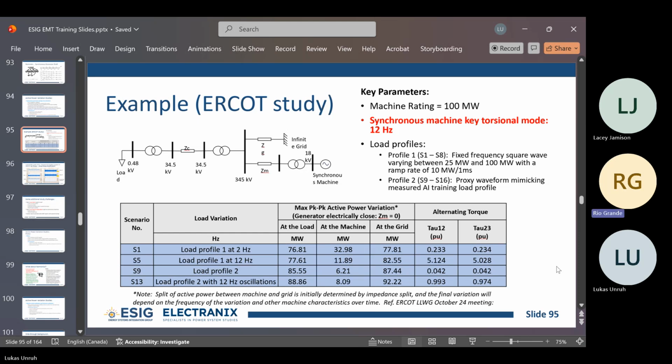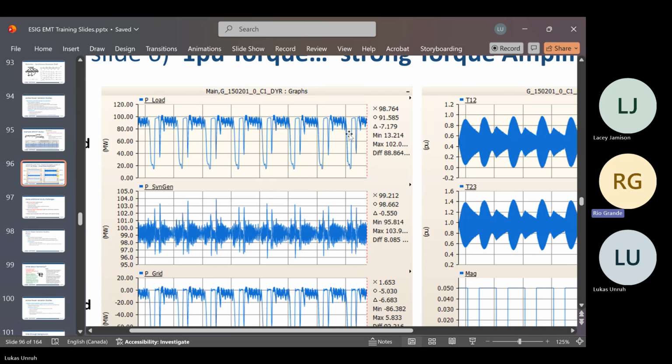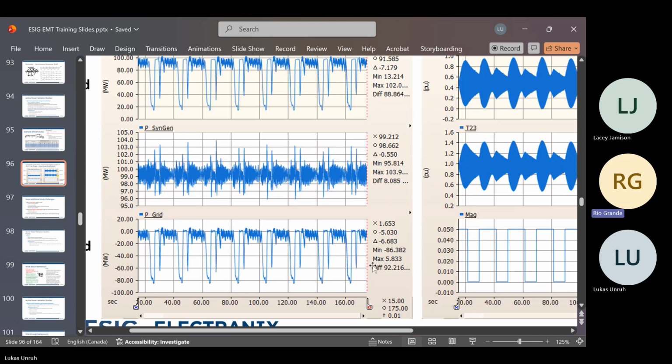So let's look at the set of results here. This is that load profile 2 with the 12 hertz component perturbed on top. This is the load profile that we played in. It basically looks like this, very much like the paper, except where it's high and was already oscillating a bit, we just added some more oscillation. We added the 5% at 12 hertz component into that load profile. The synchronous machine active power is absorbing a lot of that power, not all of it, but a good chunk of it, and the active power from the grid is doing the rest.